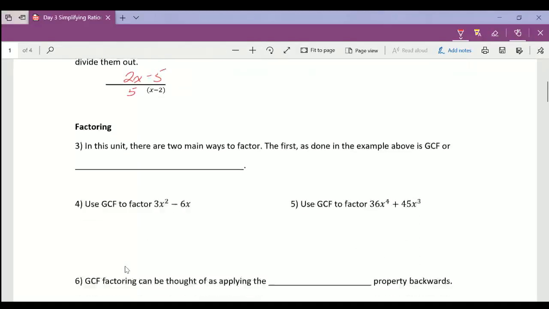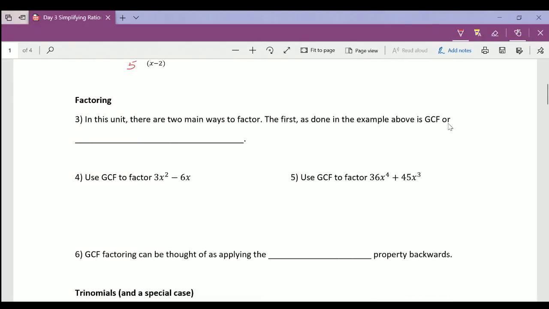All right. Now, we are going to do factoring here. And I know we haven't talked about that really at all in this Algebra 2 course. You've done it in Algebra 1. In this unit, there's two main ways to factor. The first, done above, is GCF, or greatest common factor. Okay, so use GCF to factor this guy here.